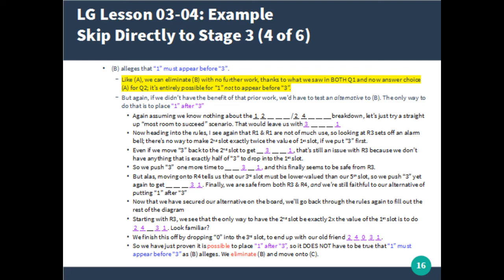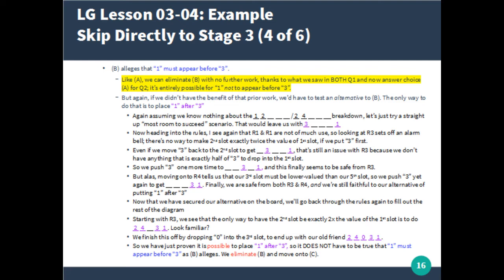That's our problem. So even if we move 3 back to the second slot to get blank, 3, blank, blank, 1, that's still a problem with rule 3 because we don't have anything that's exactly half of 3 to drop in the first slot. So putting 3 in slot 2 still runs us afoul of the requirements of rule 3. So let's say we push 3 one more time into the third slot with blank, blank, 3, blank, 1, and finally this seems to make us safe from rule 3.